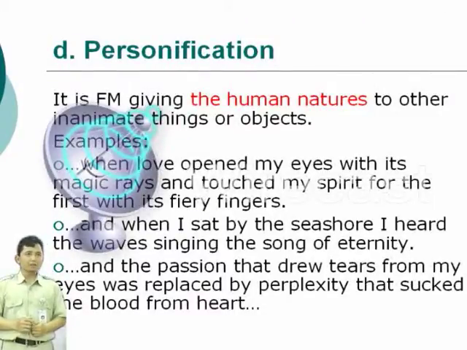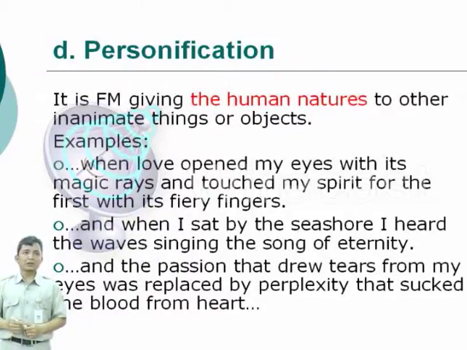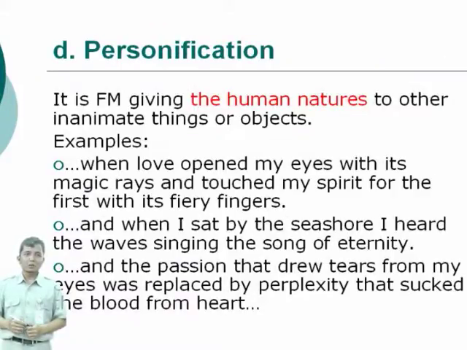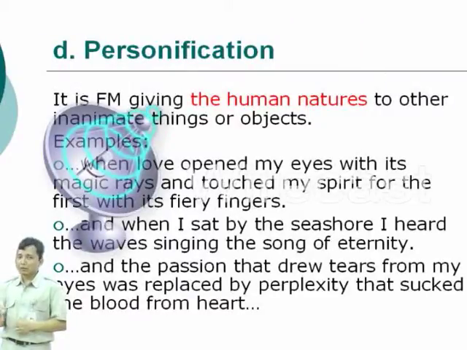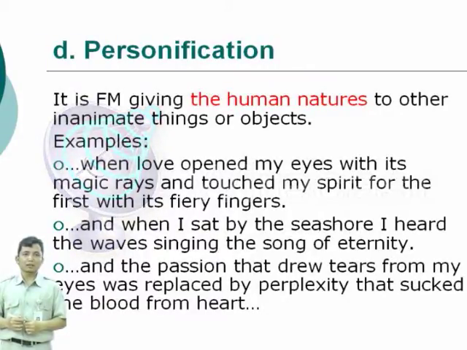The next one is personification. It is figurative, meaning giving human natures to other inanimate things or objects. Here is the interesting one for literaries. Here is the example: When love opened my eyes with its magic rays and touched my spirit for the first time with its fiery fingers. It is quite difficult to translate because it is literary, in bahasa karya sastra. So sometimes karya sastra is written ungrammatically. When love opened my eyes, ketika cinta membuka mata saya, and so on. You can read it by yourself.